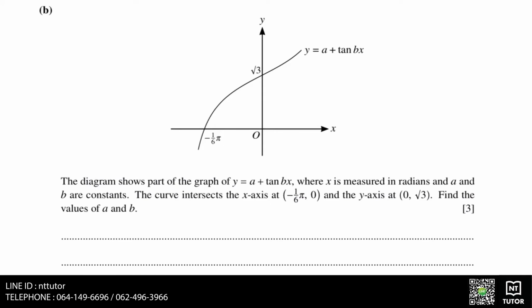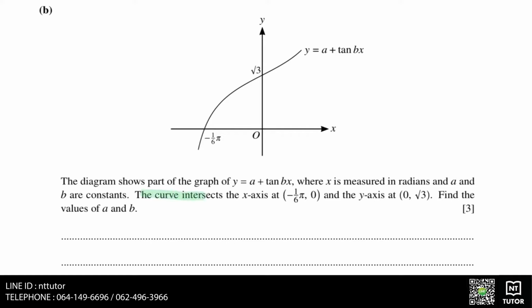Part B. The diagram shows part of the graph of y equals a plus tan bx, where x is measured in radians and a and b are constants. The curve intersects the x-axis at minus 1 over 6 pi, 0 and the y-axis at 0, square root 3. Find the values of a and b.